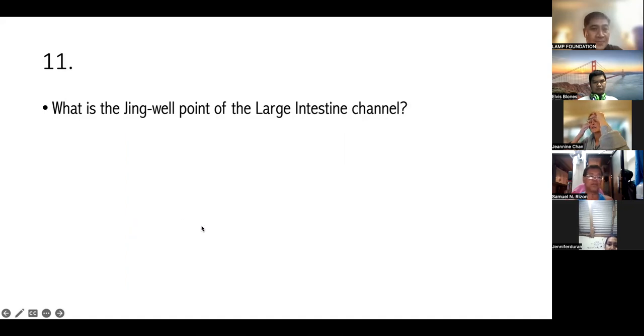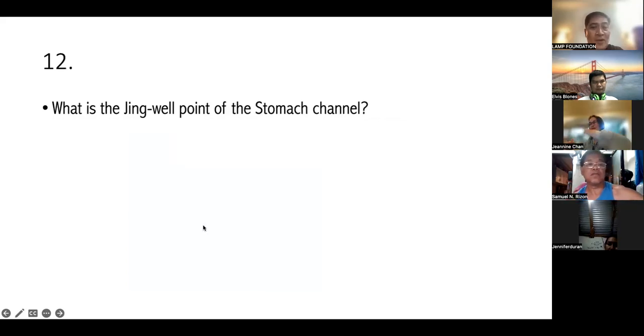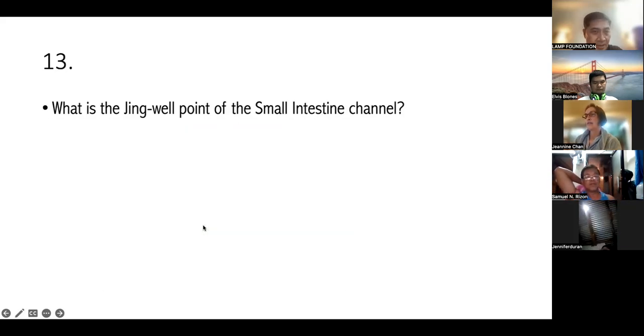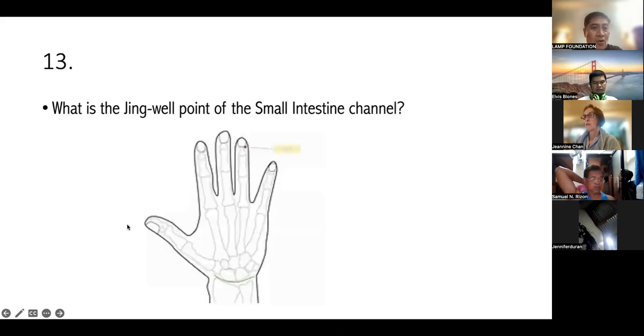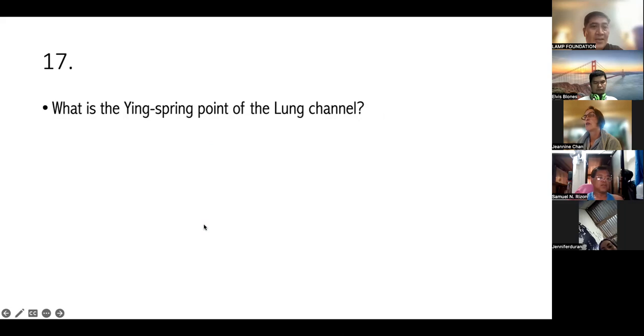What is the Jingwell point of the large intestine channel? Large intestine 1. Okay, lahat-lahatin na natin. What is the Jingwell point of the stomach channel? Stomach 45. Great. What is the Jingwell point of the small intestine channel? Small intestine 1. Jingwell point of the bladder channel? Bladder 67. Jingwell point of the Sanjiao channel? Sanjiao 1. Jingwell point of the gallbladder channel? Gallbladder 44. Ying spring point of the lung channel?